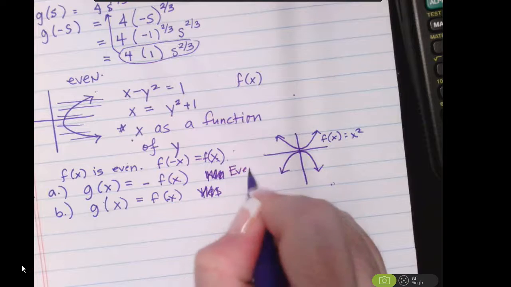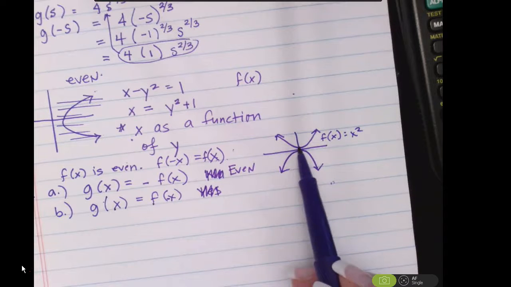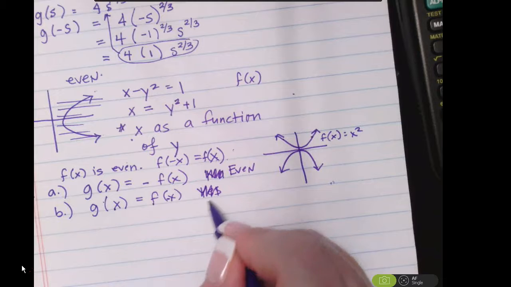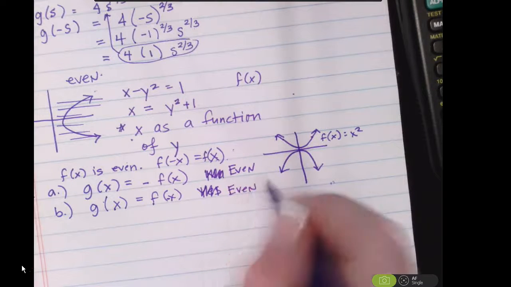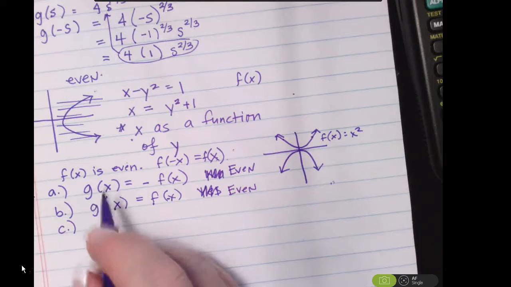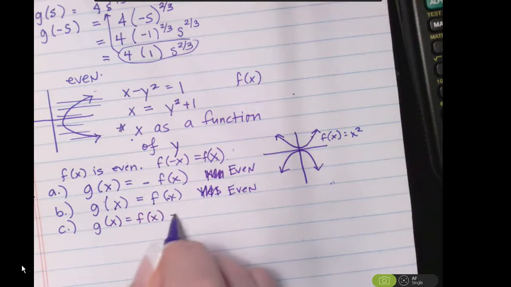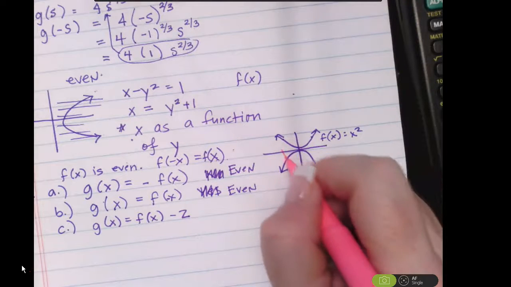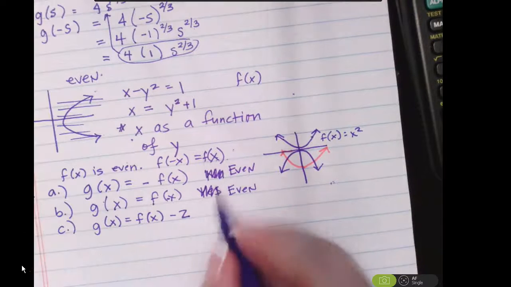It's still even. Here, g of x is equal to f of negative x, and f of negative x is equal to f of x. So that would still be even because it would be the same function. And letter C, g of x equals f of x minus 2. So from what we know about transformation of functions, this would just go down 2. So that would be what g of x is, and it's still even.